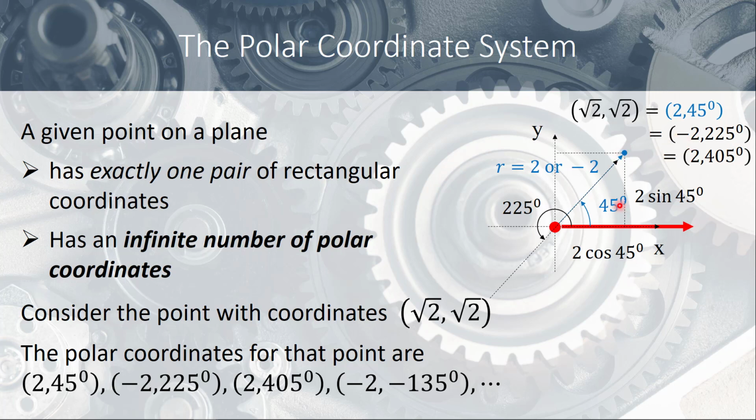So for one particular point in the Cartesian coordinate system, we have exactly one set of coordinates. So we have what's called a bijection. And if we are dealing with polar coordinates, there is an infinite number of coordinates that can describe that one point, which actually tends to be a problem.